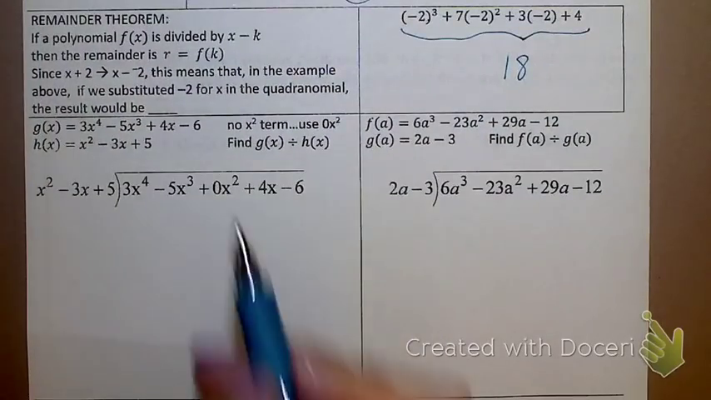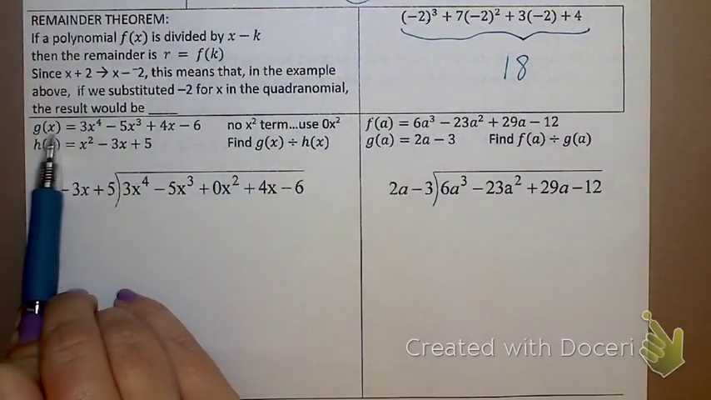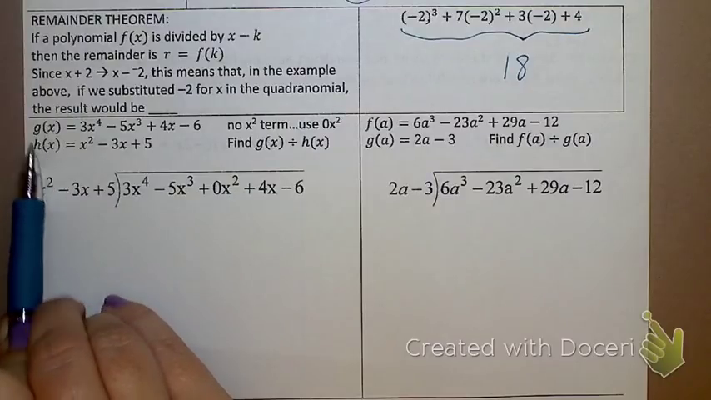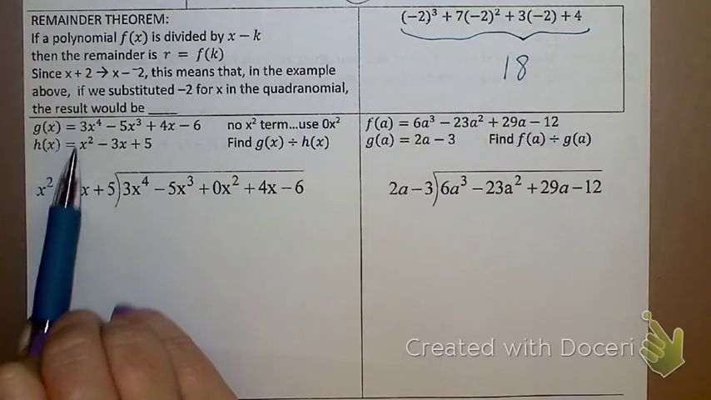Okay? All right. G of x and h of x. Why do we use different letters here?